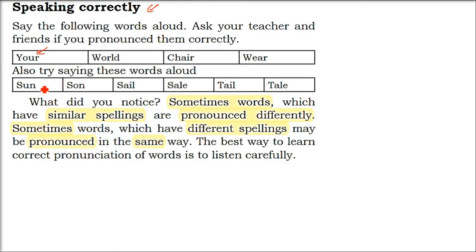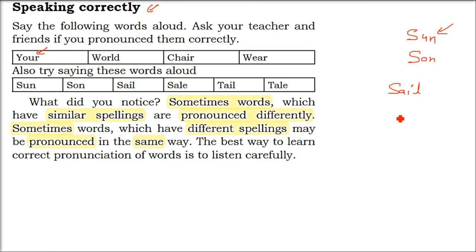Now, there are certain words that, when you speak, sound the same, but the spellings are different and the meanings are different. For example, S-U-N is sun. We are talking about the Almighty Sun. Suraj. And S-O-N, son. Both are sun. Son, a kid, you're a kid.